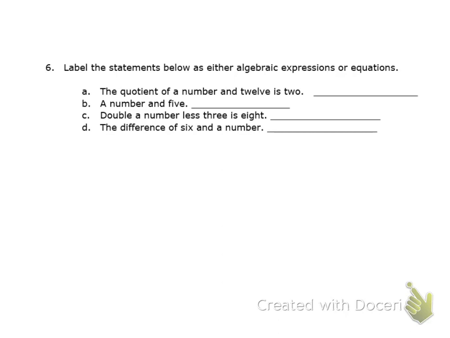Number 6, label the statements below as either an algebraic expression or equation. So let's look at A. A says, the quotient of a number and 12 is 2. Now, I don't have to write the actual equation or expression, but I'm going to go ahead and do that just to show you. But I know that this keyword here, "is," means equals. So I can automatically say that this is an equation, but let's look to see what that equation would look like.